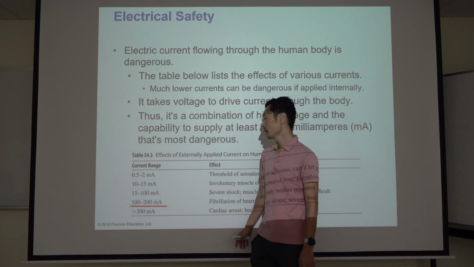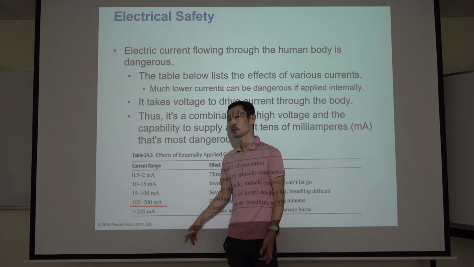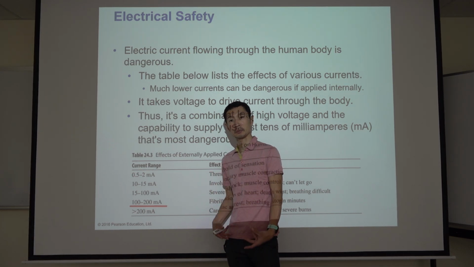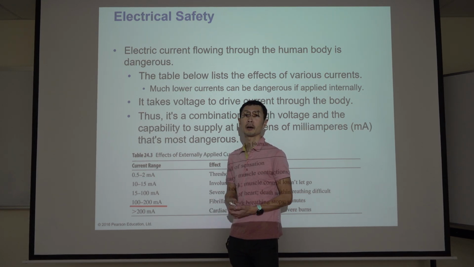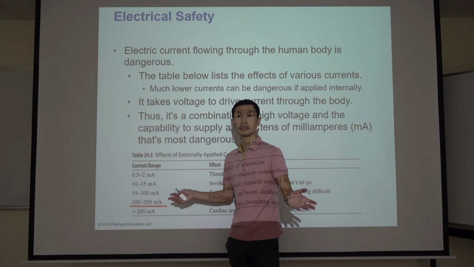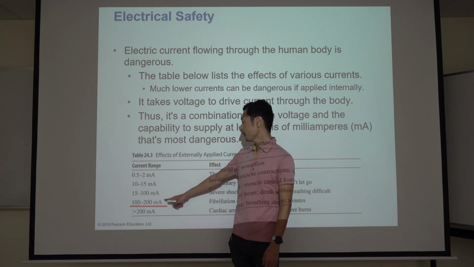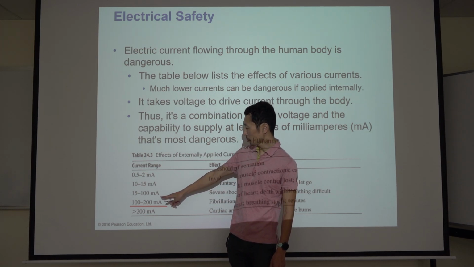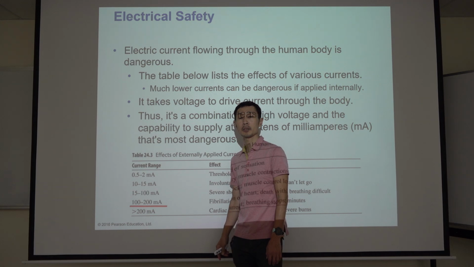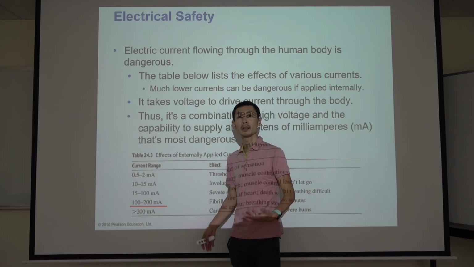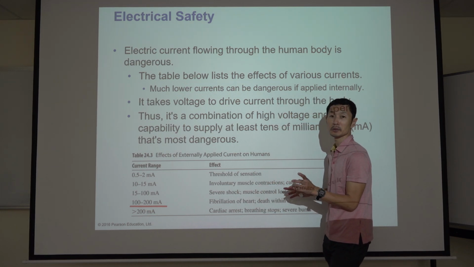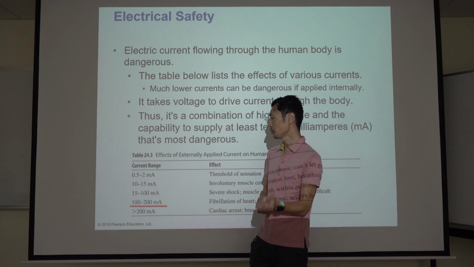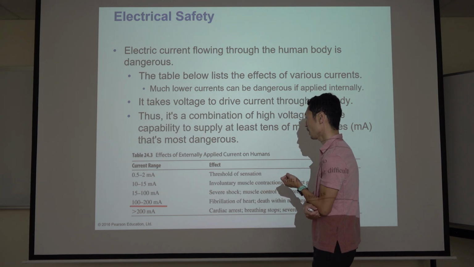The human body has some kind of resistance, right? Resistivity is 0.7, multiplied by length divided by area gives the resistance. So to put 100 milliamperes of current through the human body, you need very high voltage. So it's a combination of both current and voltage. You have to be careful.